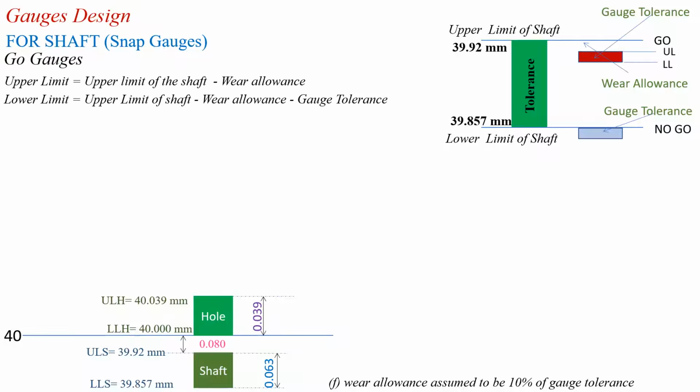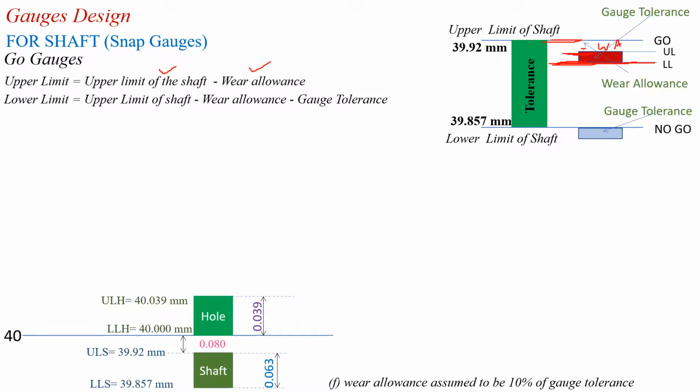First I have to find the relationship between the go snap gauge limits and the limits of the shaft. From the schematic we can observe that the upper limit of the go snap gauge is equal to the upper limit of the shaft minus the wear allowance. So the upper limit of the go snap gauge equals the upper limit of the shaft minus wear allowance. And this is the lower limit of the go snap gauge.